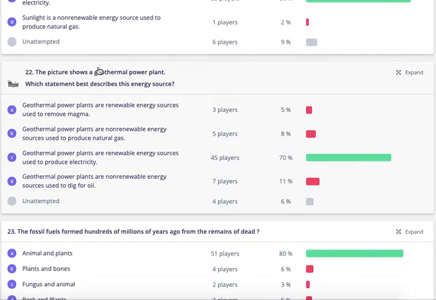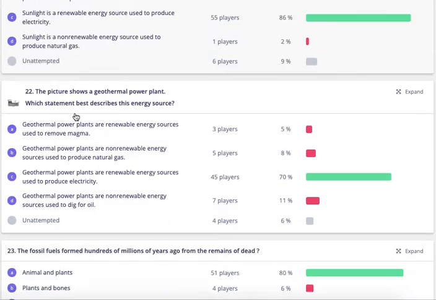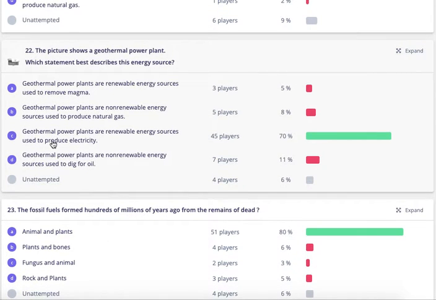This picture shows a geothermal power plant. You don't need the picture for this one either, just like the previous one. There's only one that correctly matches. C.